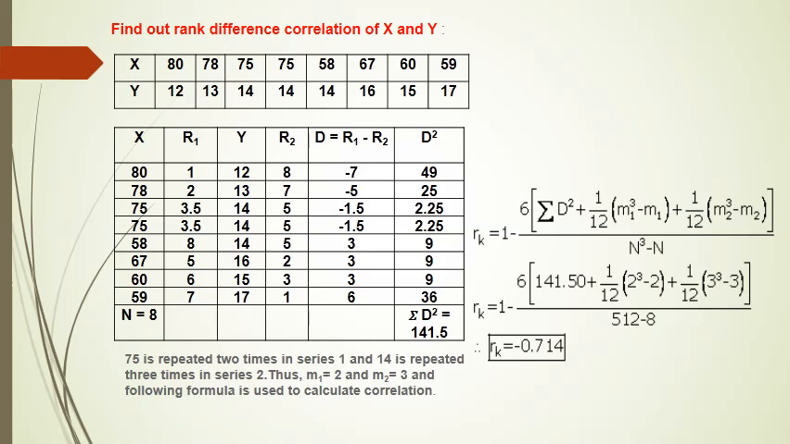When you solve this, the rank difference coefficient will be equal to 1 minus 1.714. So Rk will be equal to minus 0.714. So there is a moderate negative correlation. This is how we can solve questions with the help of this rank difference method.